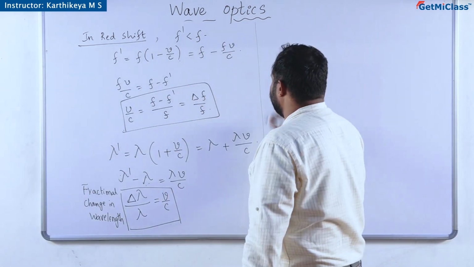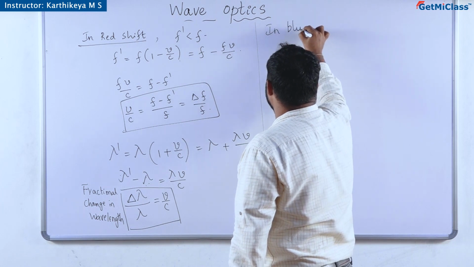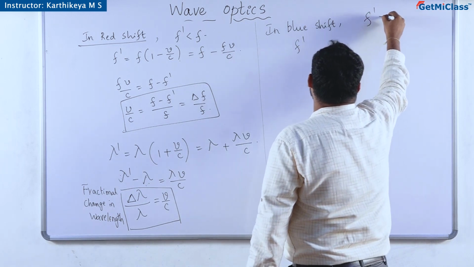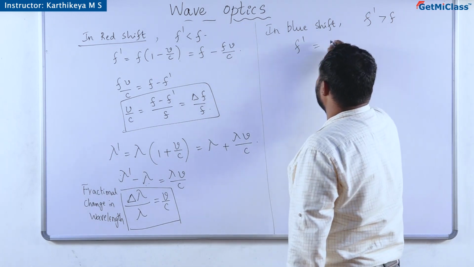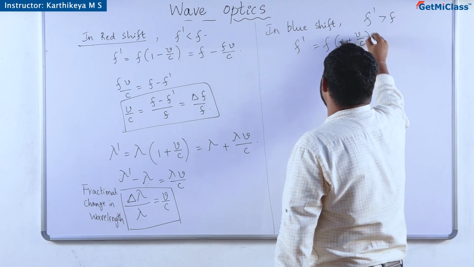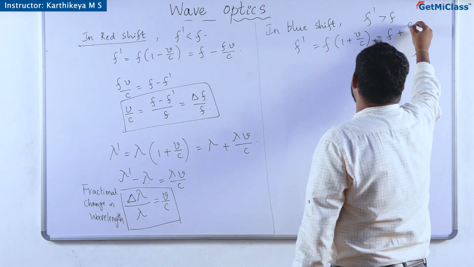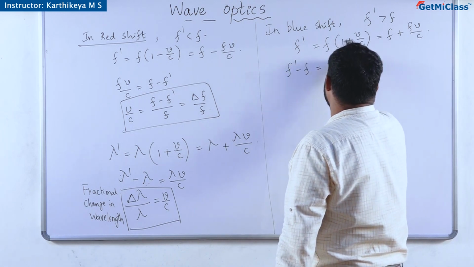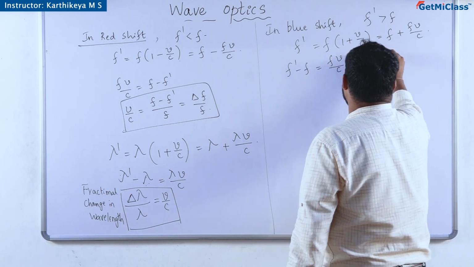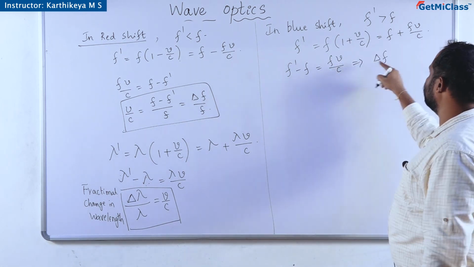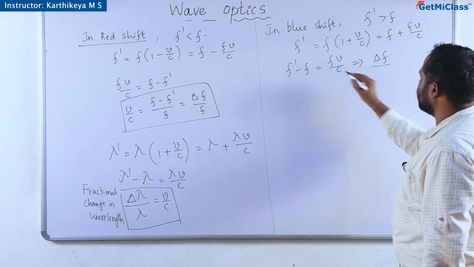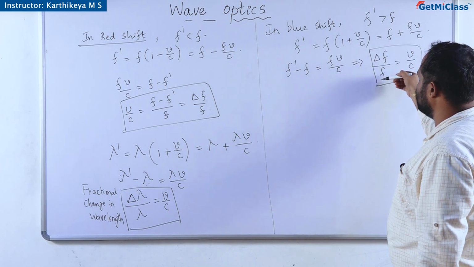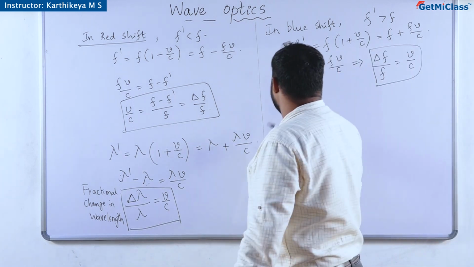Similarly, the fractional change in frequency. In blue shift, apparent frequency is clearly more than actual frequency. So f dash is equal to f into 1 plus v by c, which is f plus fv by c. So f dash minus f, that is the apparent change in frequency delta f, divided by the actual frequency f, is equal to v by c. So this is the fractional change in frequency with respect to the original frequency.